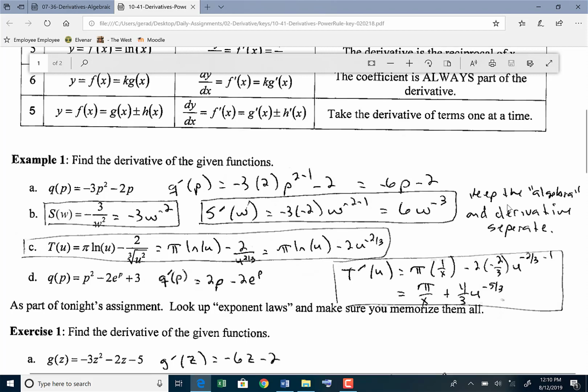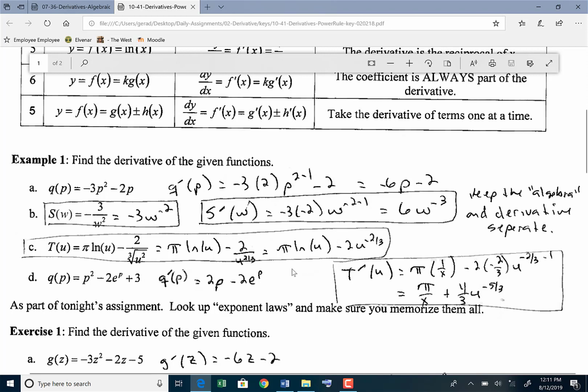Alrighty, the third one here, capital T of u, we've got pi times the natural log of u minus 2 over the cube root of u squared. Lots going on here. So again, this first line, I have taken it and simplified it with a couple of exponent laws. The radical becomes an exponent, the cube root of u squared is u to the 2/3 power. That's in the denominator. So just like example B, we move it up to the top level.